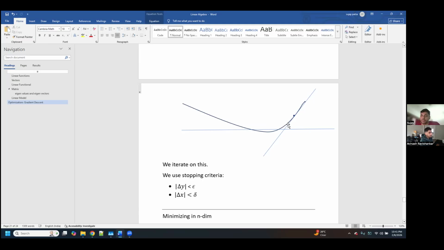This becomes all the more important in higher dimension, because now your derivative is n-dimensional. So there are a lot of things going on. We are even less confident about the tangent telling us the full picture. And also, the tangent here is a line. In higher dimension, the tangent is a plane.